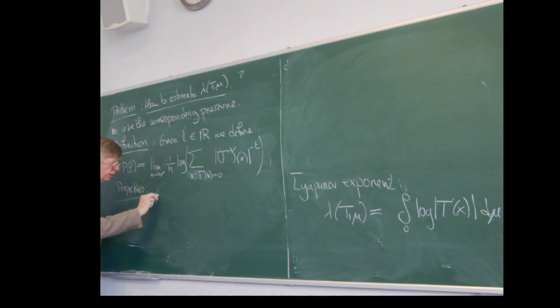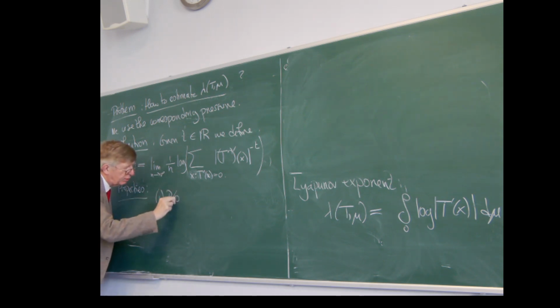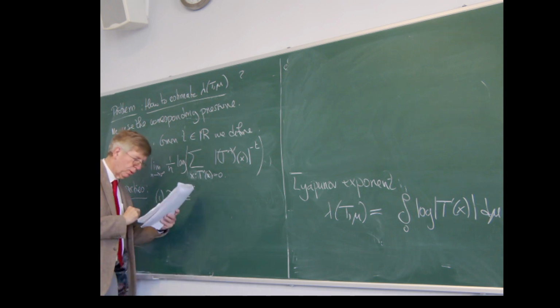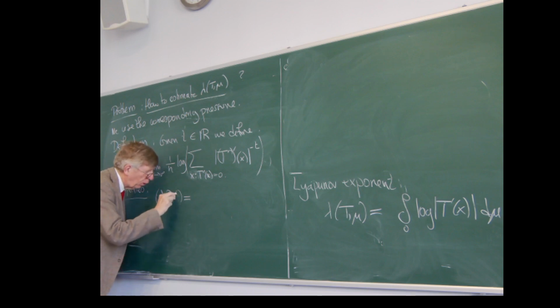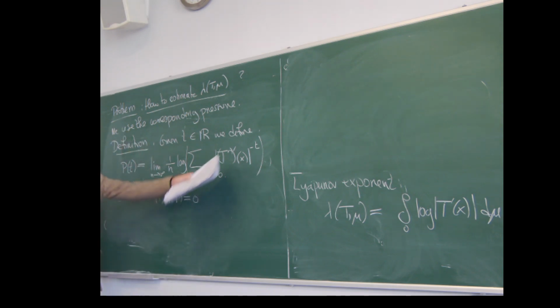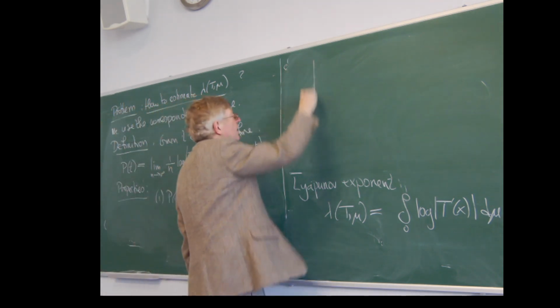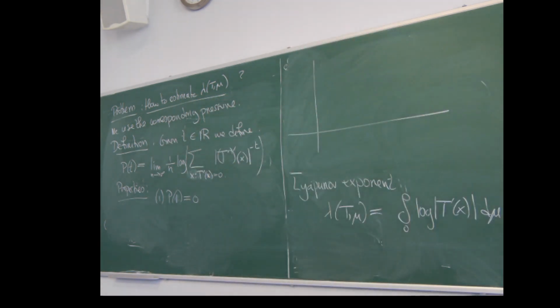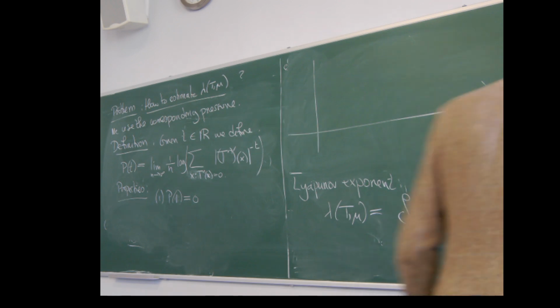So the first one is that P of 0 is equal to 1. The wrong way around. P of 1 is equal to 0. So if I take this to be a 1, it's equal to 0. So here's my plot of my function. And let me see if I can draw it in some reasonable way.